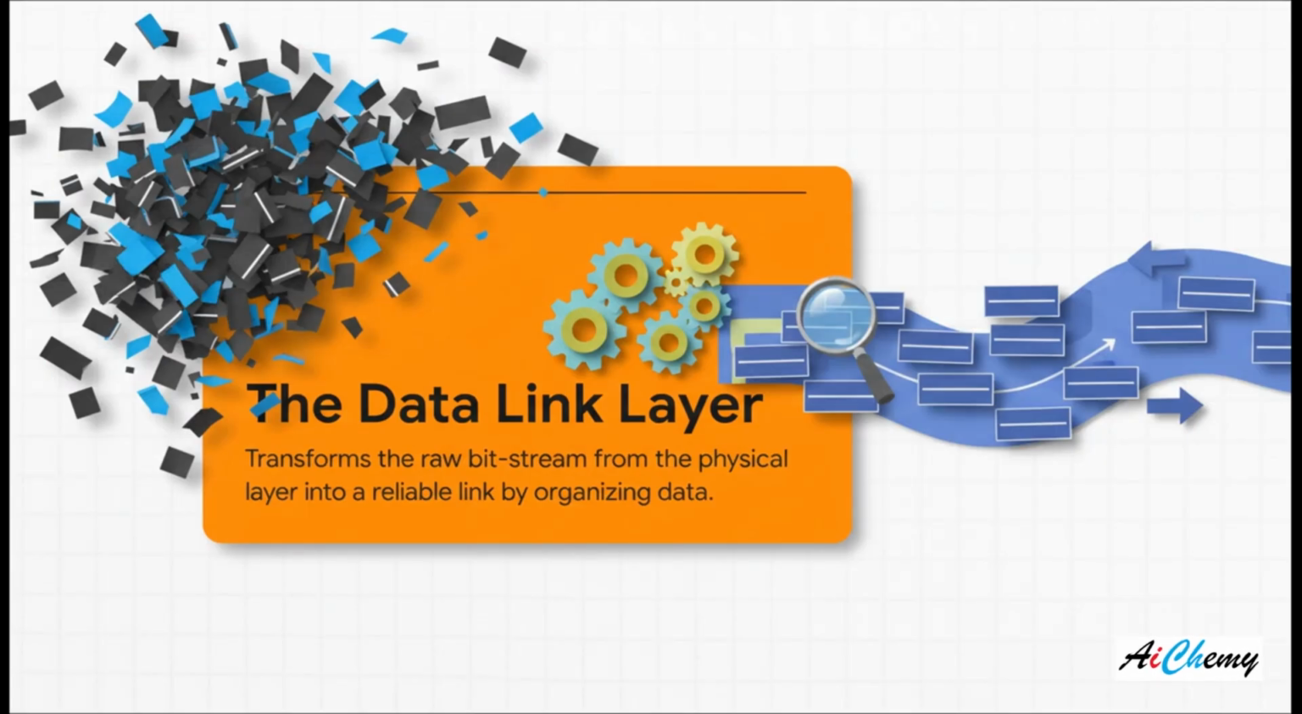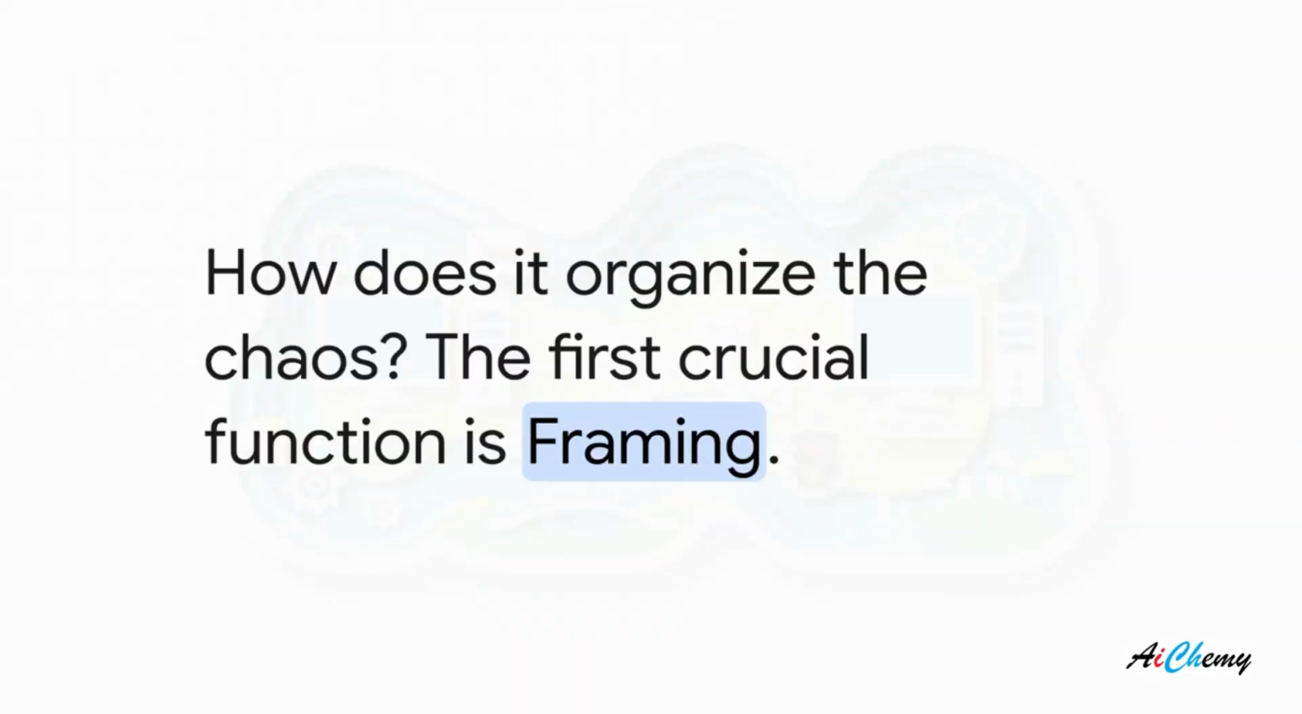Well, we get there thanks to the hero of our story today, the data link layer. I want you to think of this layer as the network's super meticulous organizer. Its entire reason for being is to step in, take that chaotic bit stream from the physical layer, and somehow transform it into a reliable, orderly connection. So how does it pull off this organizational miracle?